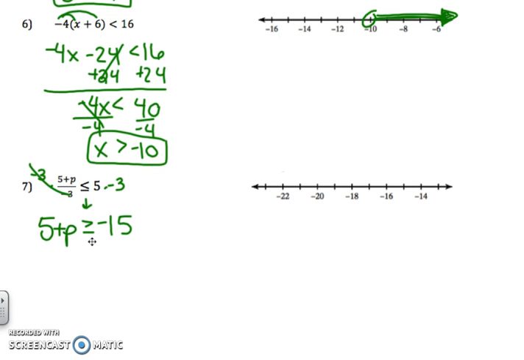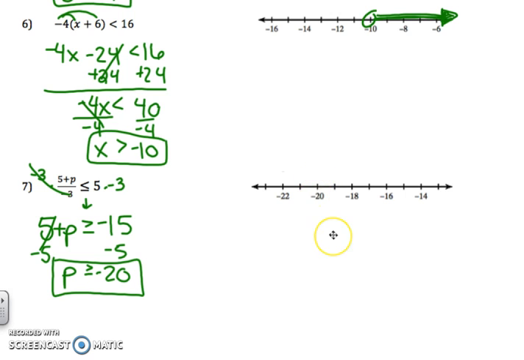One-step problem now where I will subtract 5 on both sides. And get p is greater than or equal to negative 20. Okay, so now I'm going to graph that inequality's answer. So I'm going to go to negative 20 and it'd be closed. And then that arrow is pointing right. So I'm going to shade everything to the right. Okay, so negative 20 is a solution, and then everything to the right would work as well.